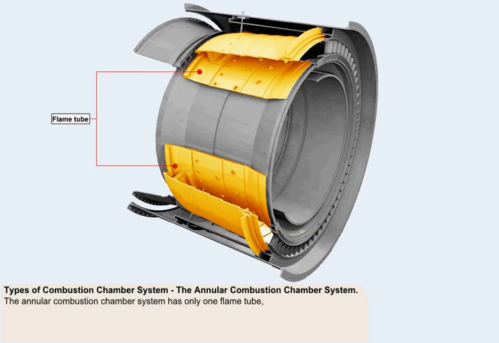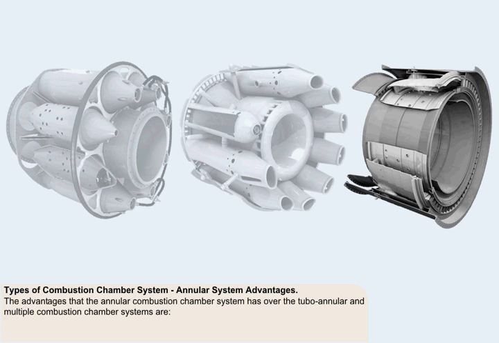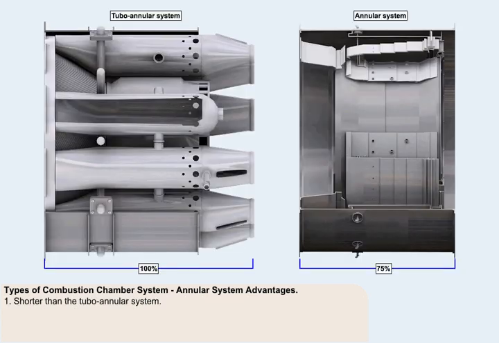This illustration is of a typical example of an annular combustion chamber system. It has only one flame tube, which is contained by an inner and outer air casing. The annular system has several advantages over the multiple combustion chamber system and the tubo-annular system from which it was developed. They are: for the same power output, the length of the annular chamber is only 75% that of a tubo-annular system of the same diameter.